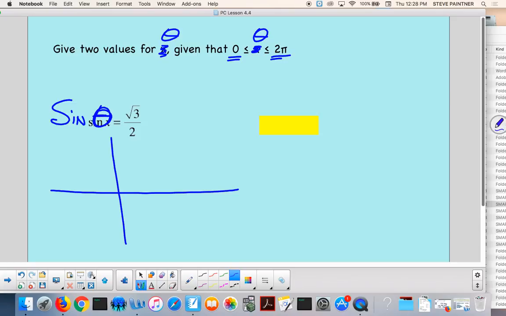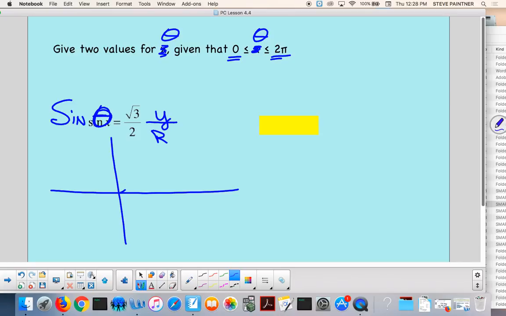So I'm thinking this is really sine, so this must be 1 over what? Y over r. You can say opposite over hypotenuse, but I'm going to use y over r and x over r, that kind of stuff. Okay? So my next question is, is the ratio positive or negative? Positive. Where is sine positive? Quadrant 1, quadrant 2.